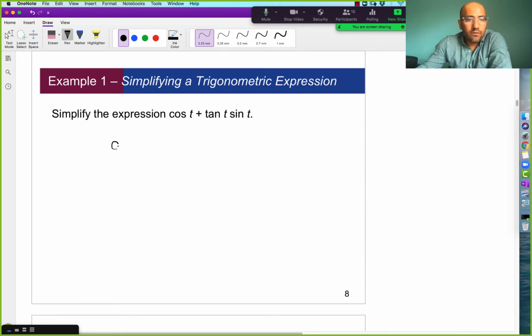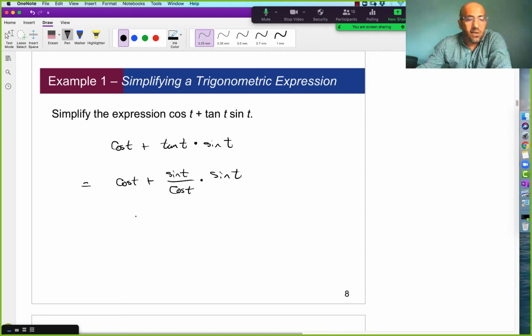All we'd have to do is point out that cosine of t plus tangent of t times sine of t is equal to cosine of t plus, now by definition, tangent of t is sine of t over cosine of t, times sine of t. Good. At which point, once you've done this whole conversion, there's nothing but sines and cosines.